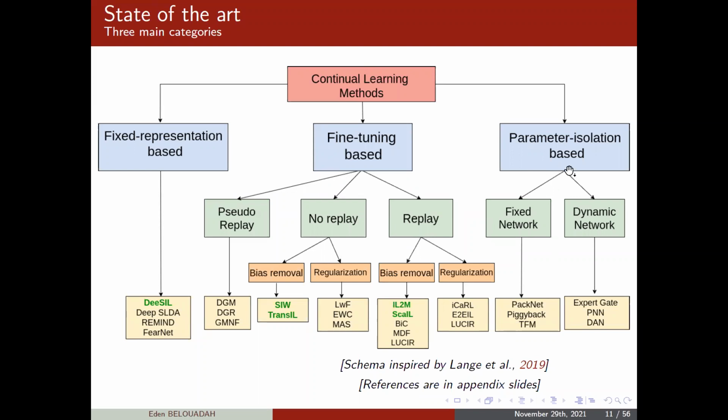The last type of approaches are parameter isolation based. And here we can find fixed networks that compress the neural network, or dynamic networks that expand its architecture in order to accommodate new classes. Please note that in this schema, our contributions are in green.